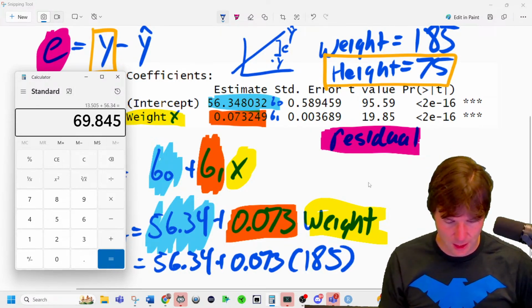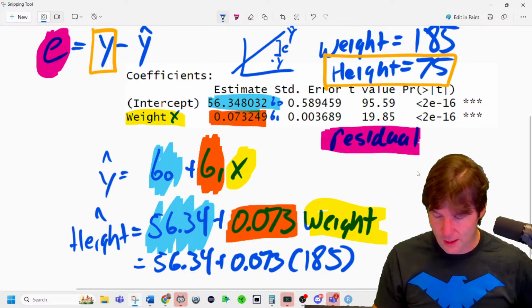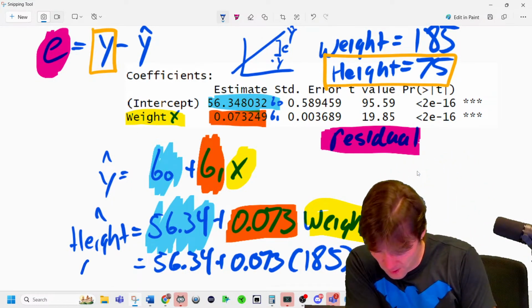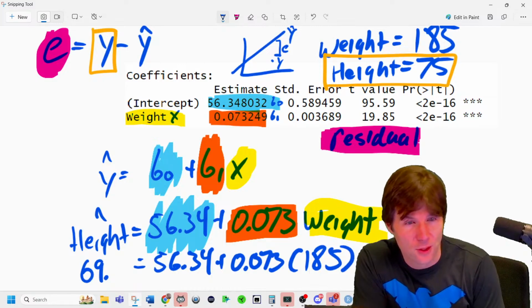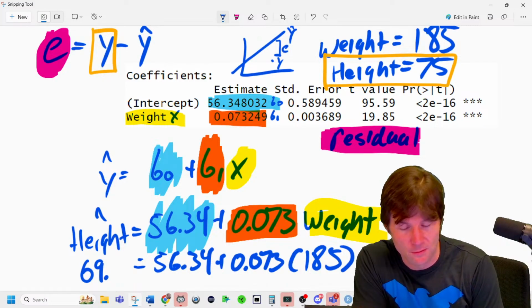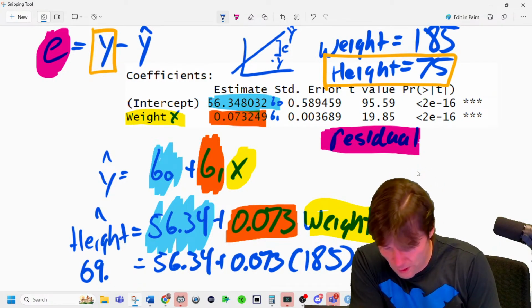There's my predicted height. So Brian is what to his prediction? I can tell you the residual right now. The residual is 5.155. How did I get that?